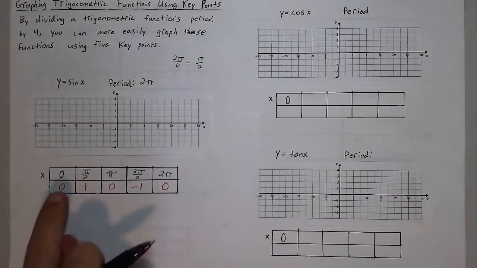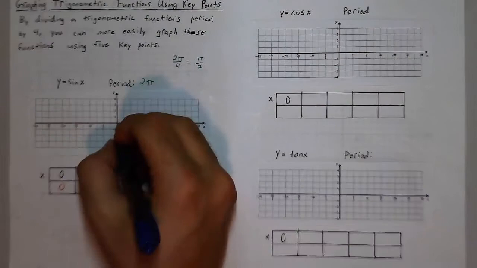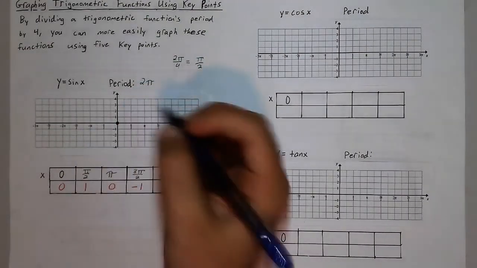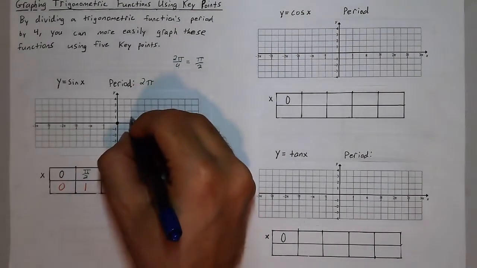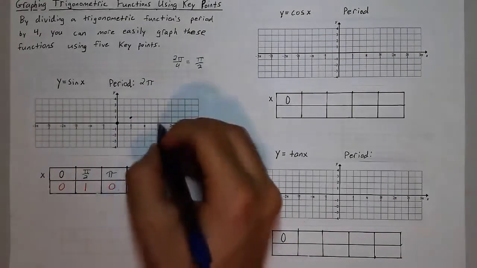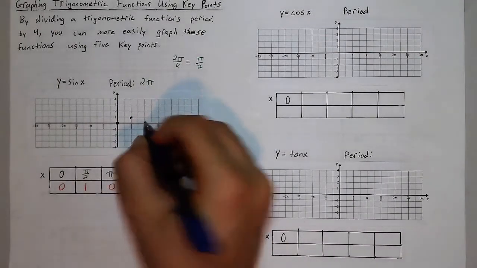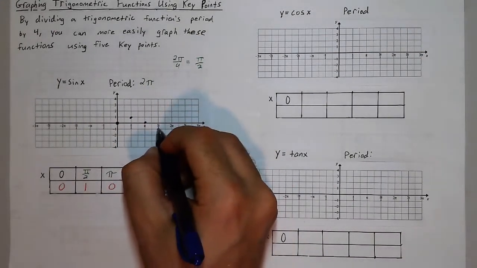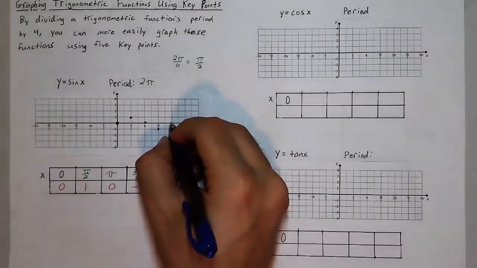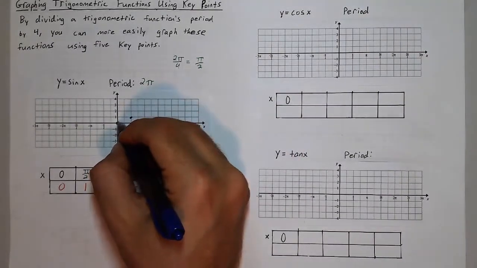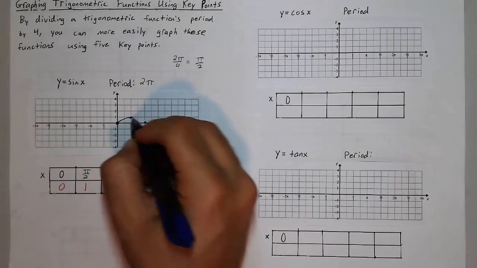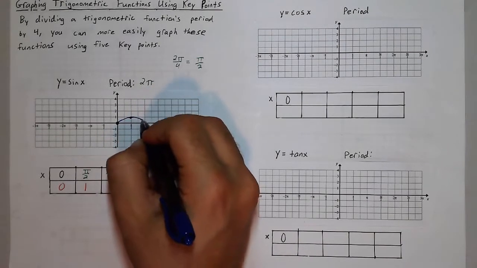So I'm going to plot these 5 points. So 0, 0. Pi over 2, 1. Pi, 0. 3 pi over 2, negative 1. 2 pi, 0. And if I just draw a nice curve through these points, you can already see that I've made my sine function.